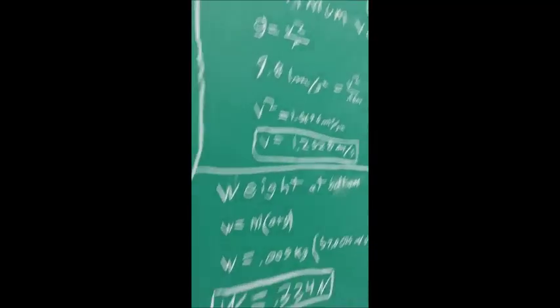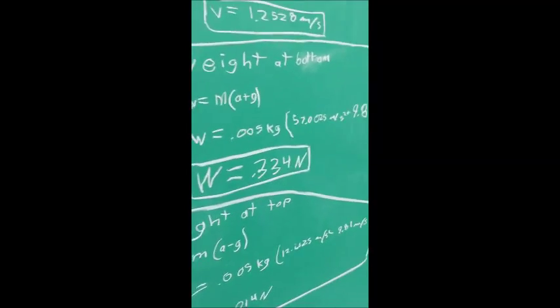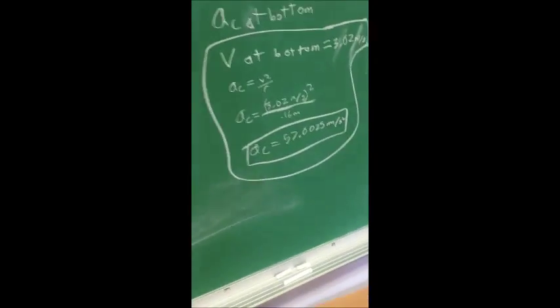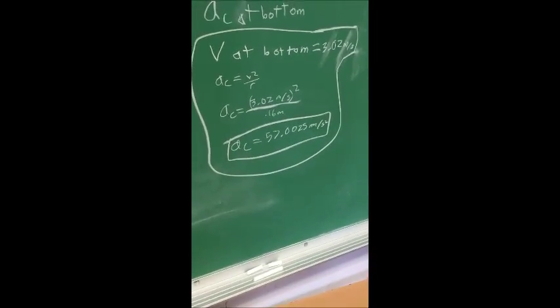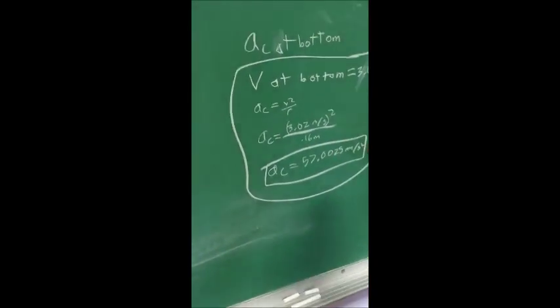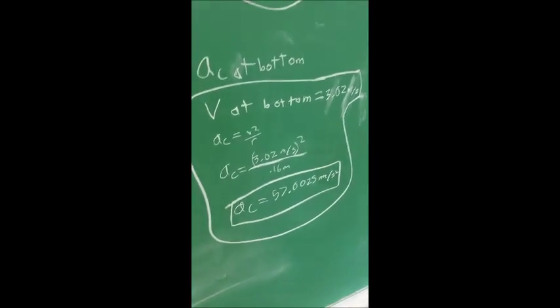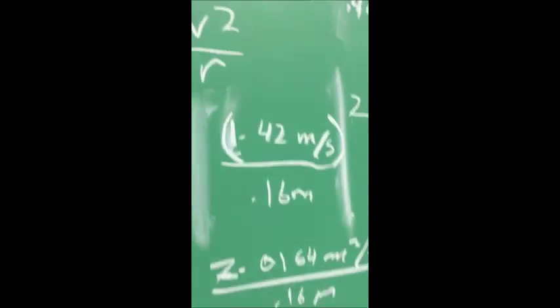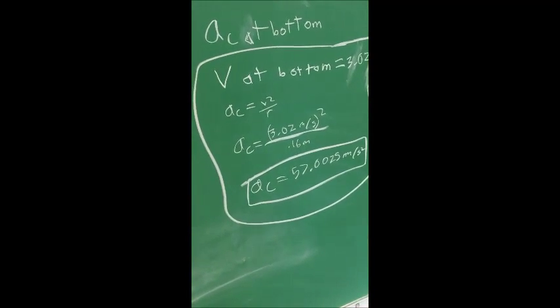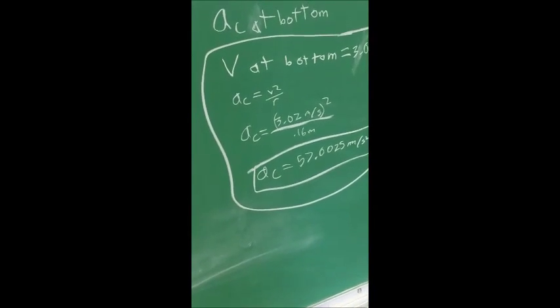The weight at the bottom was calculated the same way, except we added the acceleration due to gravity. The centripetal acceleration at the bottom is 57 meters per second squared, because we did the same thing as up here, except we had a different velocity of 3.02 meters per second. When we squared that and divided it by the radius, we got a bigger number, which makes more sense since it didn't have time to slow down when it was going through the loop.